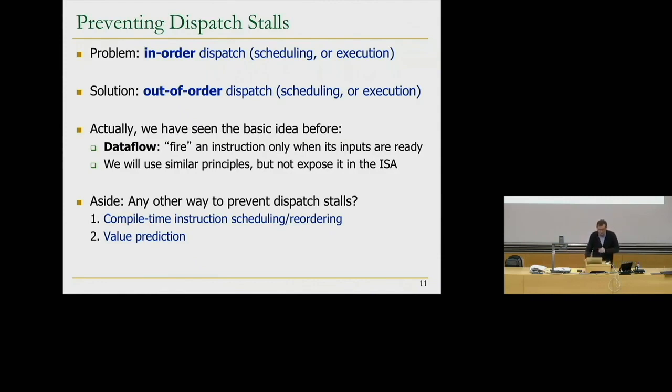But we've seen something else, which is fine-grained multi-threading, which is do something else. If you remember, fine-grained multi-threading means every cycle you fetch from a different program, a different thread. Assuming there are no data dependencies between those different programs, you have no problem. You never stall for dispatch, because by definition, you've eliminated the true data dependencies. Whenever an instruction gets to the dispatch stage, the next instruction is completely independent because it's from a different thread. So that's another solution to the problem.